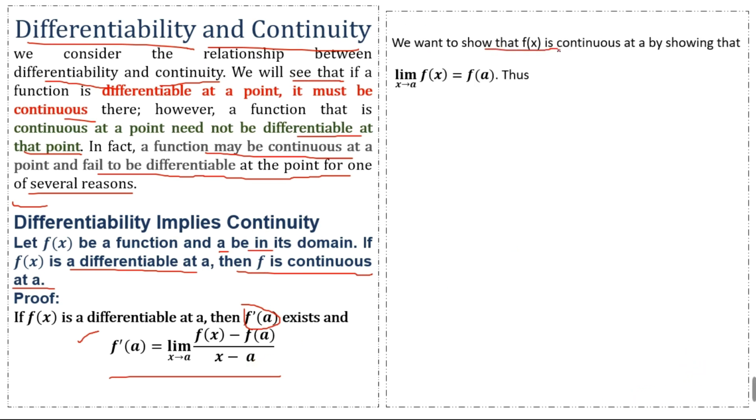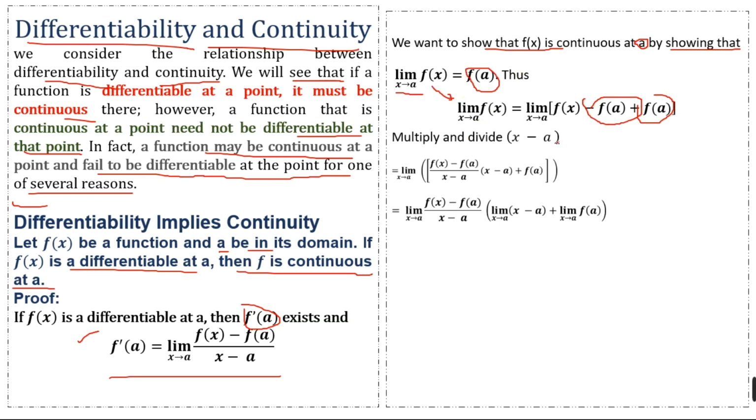We want to show that f of x is continuous at the point a by showing that the limit as x approaches a of f of x is equal to f of a. Thus we add and subtract f of a in this expression, and then we simplify. Again we multiply and divide by x minus a, and here we have a new expression: f of x minus f of a divided by x minus a, times x minus a, plus f of a, and we know that this is the definition of the derivative.